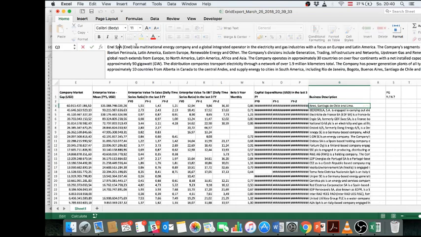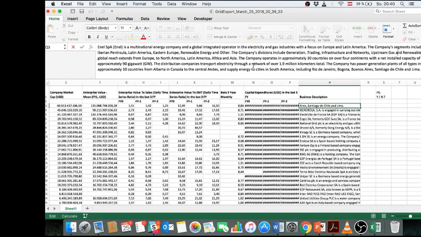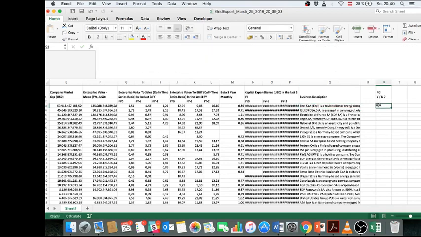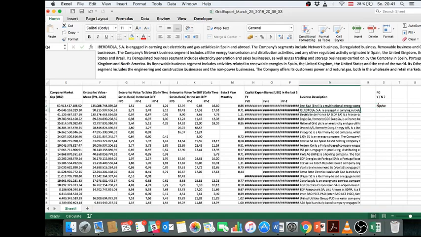let's see, multinational energy company, global integrated operator, electricity and gas. Okay, initially has no gas, so that would be a no-go maybe. Divisions include generation, trading, infrastructure, networks, upstream gas, and renewables. So that would probably be a fit, even though it has gas, it has everything else that industry would have. It also has global reach, but it's located in, it's not stated here. But anyway, would probably be a fit. So let's say maybe. And then you do this with each company.